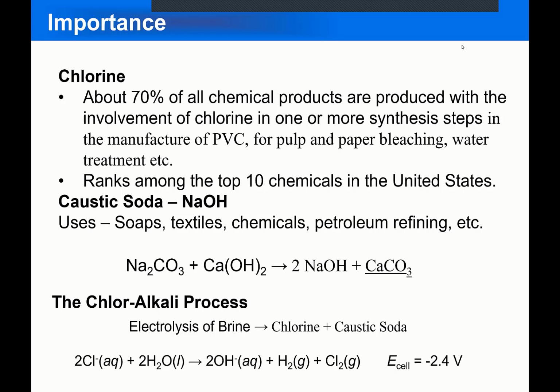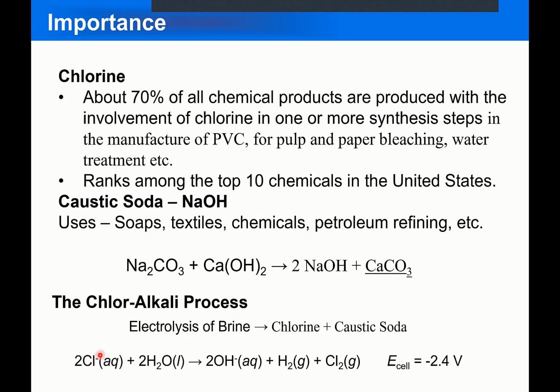One possible way to produce sodium hydroxide separately is by reacting sodium carbonate with calcium hydroxide to produce sodium hydroxide and precipitate calcium carbonate out. But the major way to produce sodium hydroxide is the chloralkali process. You electrolyze a brine solution to produce both chlorine gas and sodium hydroxide.